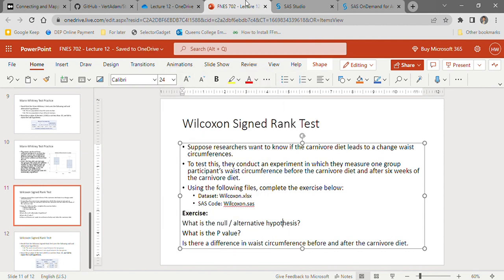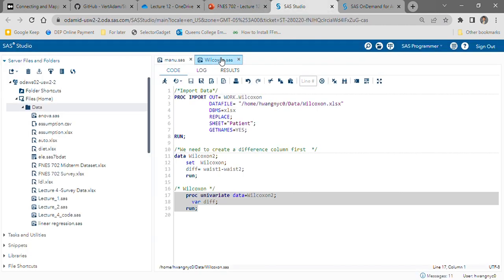Great. Okay, so let's head back to SAS. Same thing again. We are going to upload our Wilcoxon data file. We're going to upload our Wilcoxon SAS code. We're going to open up our Wilcoxon SAS code, and then here we are, right? We're going to run this through.